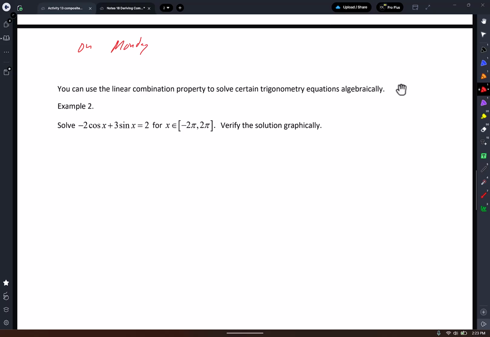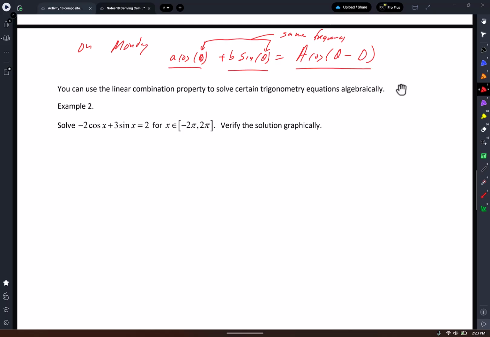Remember that on Monday, we said that we could transfer something like little a cosine some angle plus little b sine some angle into a capital A cosine some angle with a phase displacement. Of course, the catch is that you have to have cosine and sine have the same frequency, which you guys already know. If you have a 2 theta there, then that has to be 2 theta, whatever it may be. So we can turn a linear combination of cosine and sine into a single cosine with a phase displacement. Do you guys remember that?